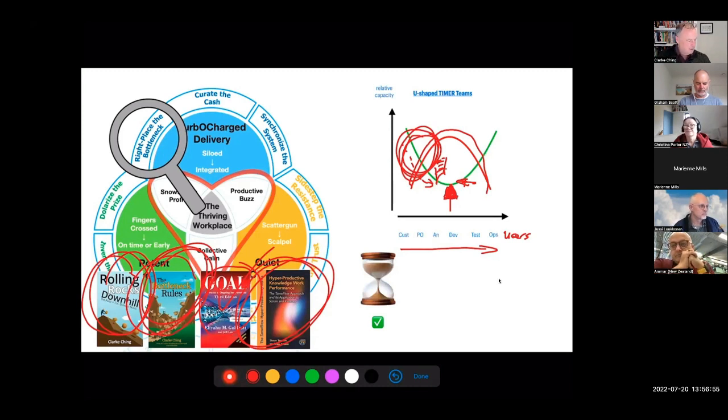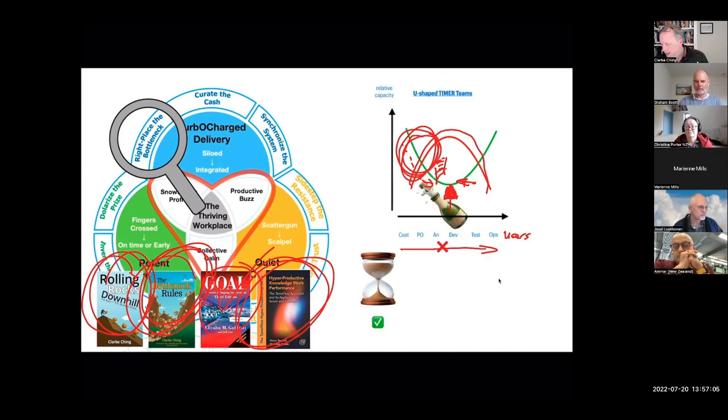If I just sum this up, and I know there's a lot to take in here, what you want is the bottleneck in the middle. That's why it's called a timer team, because it looks like an egg timer. And you want the bottleneck to be in the middle.